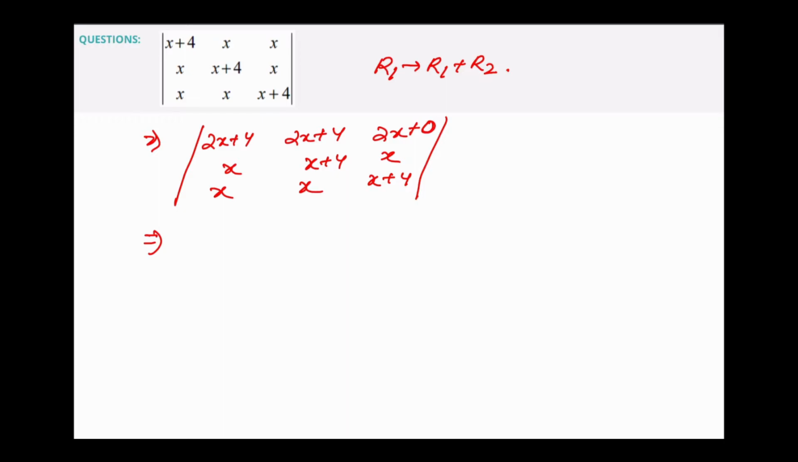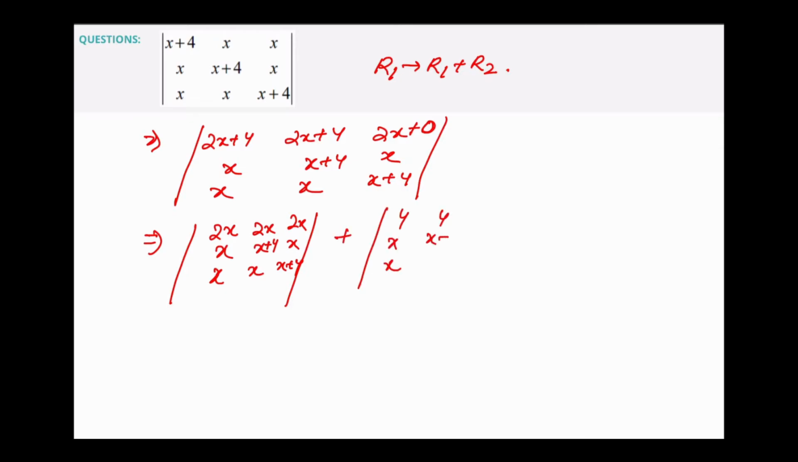Okay. The property in the determinant by which if any row or column is written as a sum of two or more elements, I can make separate determinants. So 2x, x, 2x, x, 2x, x plus 4. Correct. And x plus 4 here also. Correct. Now plus 4x, 4x plus 4x, 0x, x plus 4.